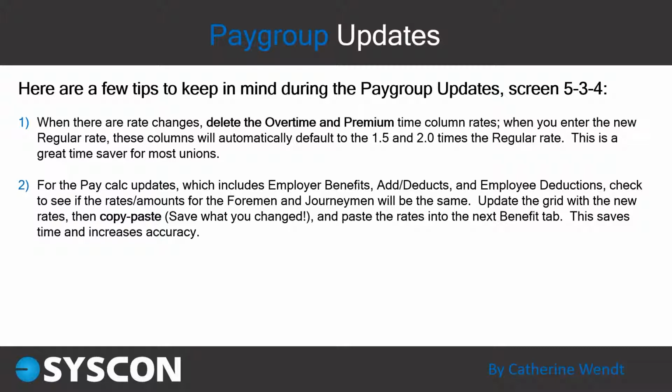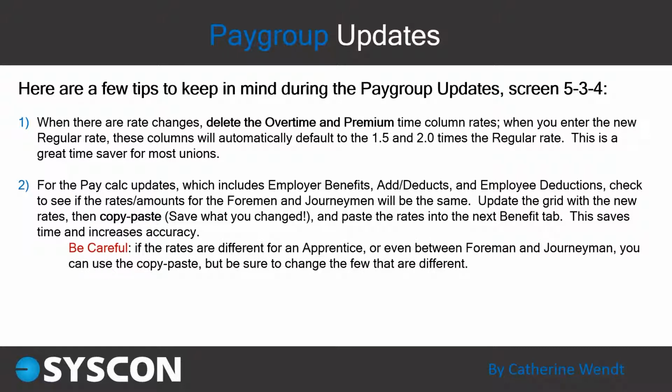You can copy that grid and paste it into the benefit tab of other pay groups that are going to have those same rates. It does save quite a bit of time and it increases accuracy, but be careful. If the rate is different for an apprentice, or if the foreman rate per hour is different than the journeyman rate per hour, and you use the copy-paste, be sure you stop and change that dollar amount. So if there's 10 different calculations and 2 of them are different, you can still save a lot of time with the copy-paste, but be very careful that you update those 2 that are different.